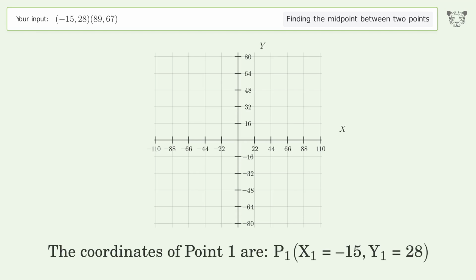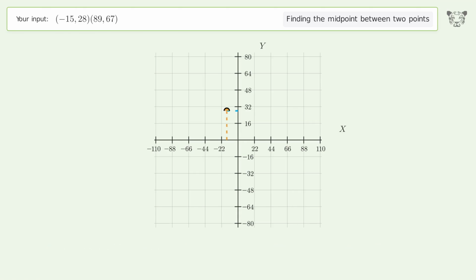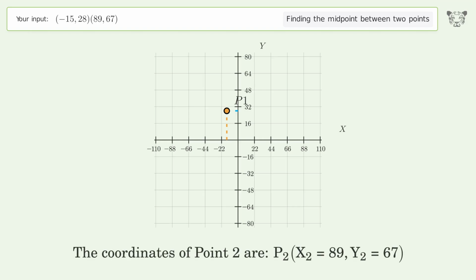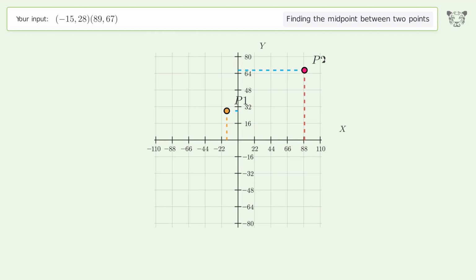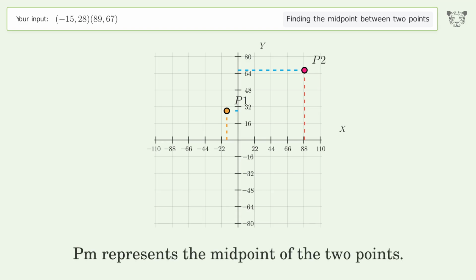The coordinates of point 1 are, x1 equals -15, y1 equals 28. The coordinates of point 2 are, x2 equals 89, y2 equals 67. PM represents the midpoint of the 2 points.